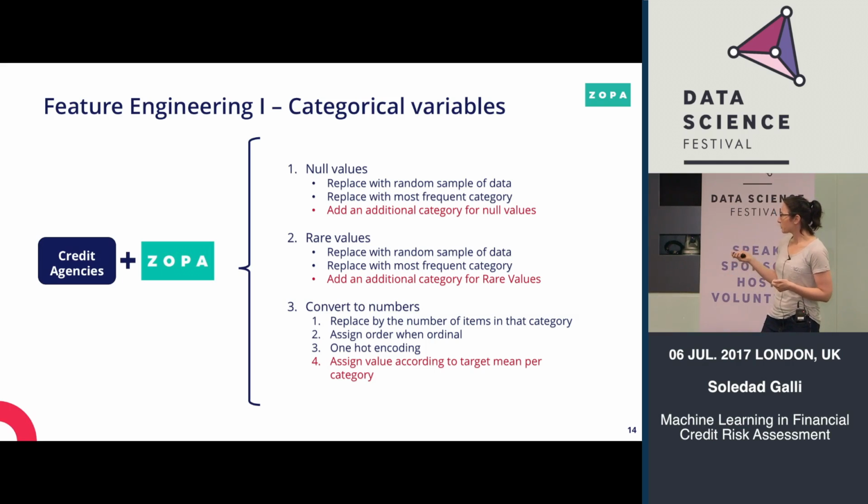And then the final step that we need to do for labeled data, so categorical data, is to convert them into numbers somehow.